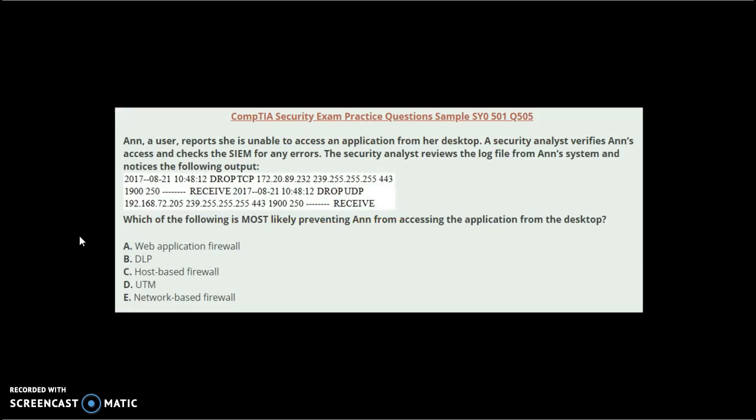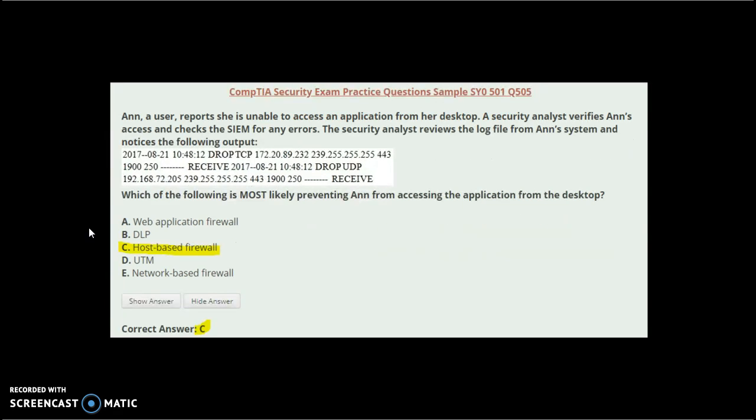And a user reports that she is unable to access an application from her desktop. Security analysis verifies Anne's access and checks the SIEM for any errors. Security analysis reviews the log file from Anne's system and notices the following output. And so we dropped a TCP, we received this one, and it's another. We dropped the UDP, and we did another receive. Which of the following is most likely preventing Anne from accessing the application from the desktop? And it's host-based firewall.